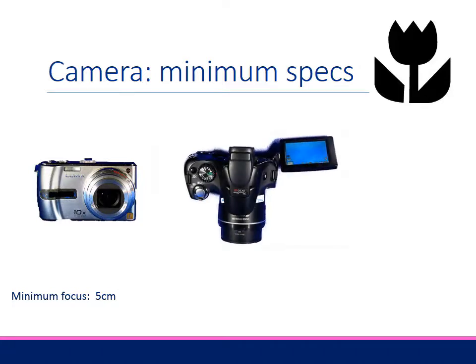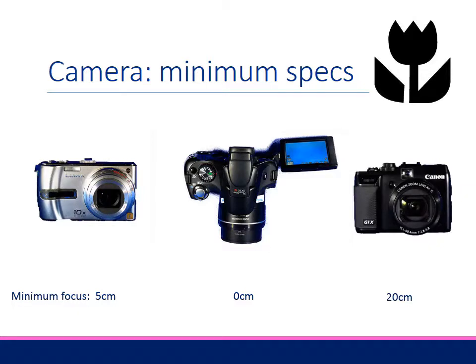Perfect. This is a super zoom fixed lens Canon SX30 from 2010. The macro minimum focus distance is 0 cm. Perfect. On the right is a micro 4/3 fixed lens Canon G1X from 2012, but the minimum focus distance is 20 cm. This is not suitable for the method I will demonstrate.